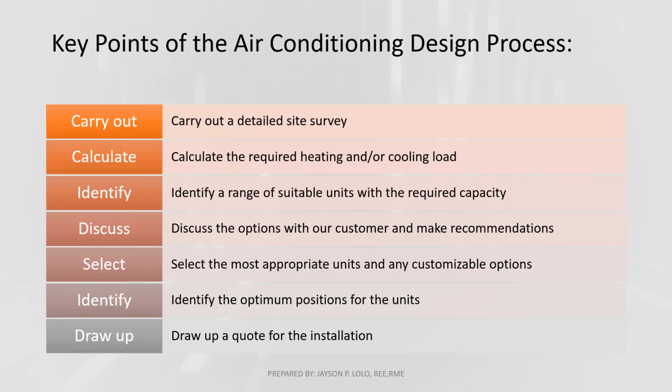These are the key points of the air conditioning design process. Number one is to carry out the detailed site survey. Two, calculate the required heating and cooling load. Third is to identify a range of suitable units. Fourth, discuss the options with our customers and make recommendations. Fifth is to select the most appropriate units. Next is to identify the optimum positions for the units, and last is to draw up a quote for the installation. So this is the most important part, drawing up the quotation.